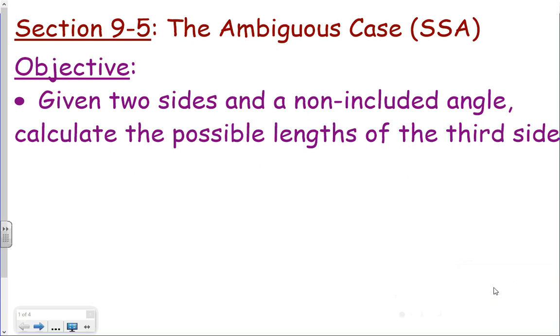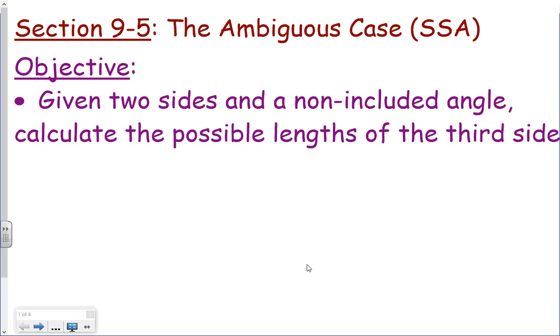Right, open up your book to section 9-5. We're on page 459 in your book, and this section is titled The Ambiguous Case, which is side-side angle. It's called the ambiguous case because this scenario does not uniquely define a triangle. If you're given side-side angle, we don't end up with a unique triangle. Our objective here is, given two sides and a non-included angle, calculate the possible lengths of the third side of that triangle.